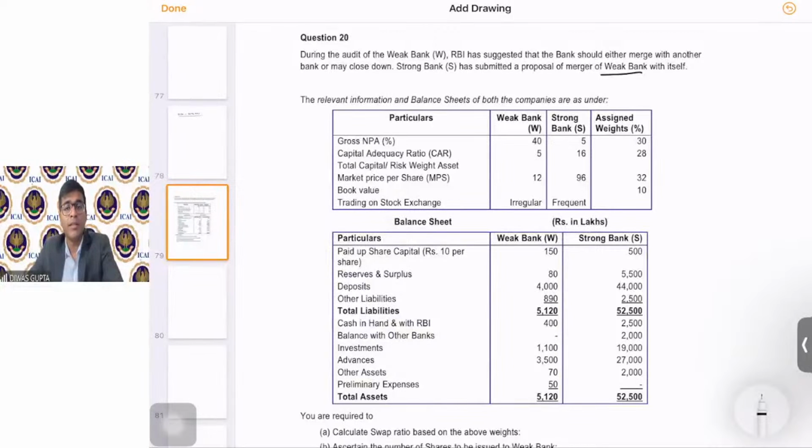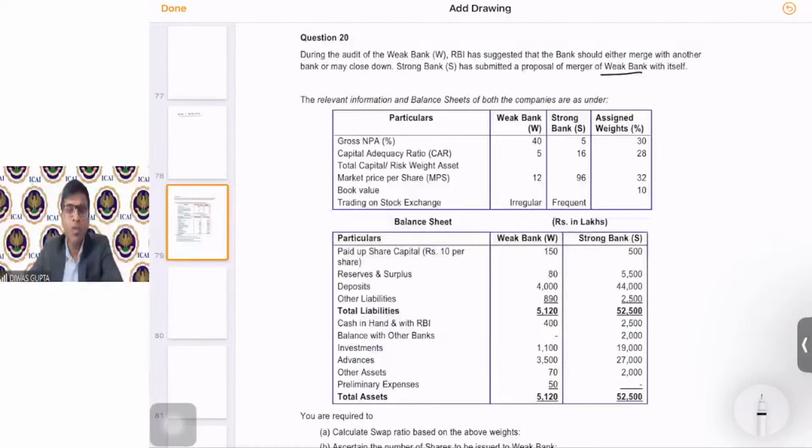Because a higher ratio of CAR will denote two things. One, the risk weighted assets are lower and the capital is higher, which is a good signal for a bank. So similarly, if you see, strong bank has a 16 as CAR and weak bank has only 5, which is again a signal of weakness that the bank is undergoing. Then the next one is market price per share, 12 and 96.